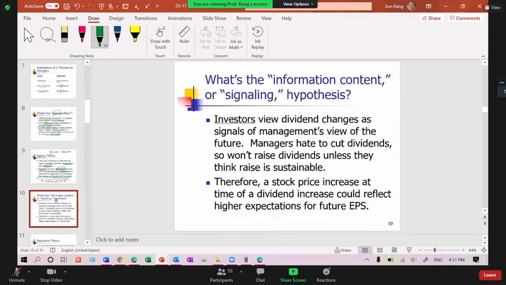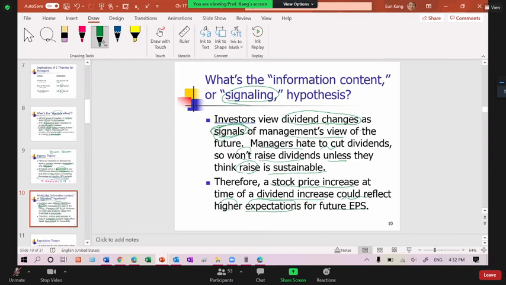The next one is what? Signaling theory. That is what? Investors view dividend changes as signals of managers' view of the future. Managers hate to cut dividends, so they won't raise dividends unless they think the raise is sustainable. So a stock price increase at the time of a dividend increase could reflect higher expectations for future EPS. So they pay dividends to signal their value.